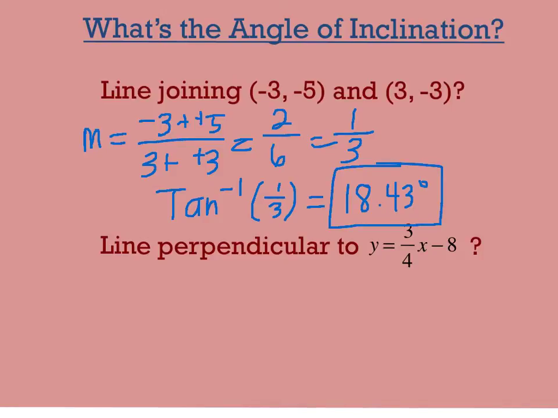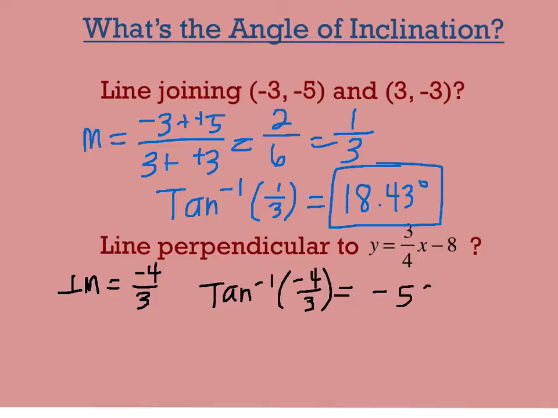For the second problem, it's asking us for the angle of inclination of the line perpendicular to y equals 3/4 x minus 8. First things first, perpendicular slope we know is the opposite reciprocal, so the line perpendicular to this line will have a slope of negative 4/3. When we take the tan inverse of negative 4/3, as we saw in the example on the last slide, it's going to give us a negative angle. Here we get negative 53.13 degrees.